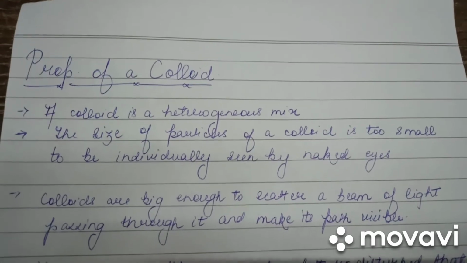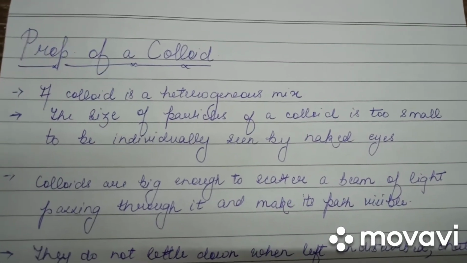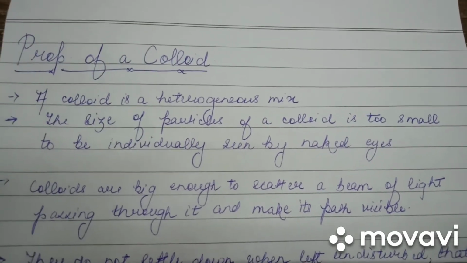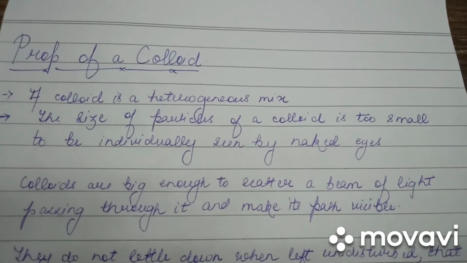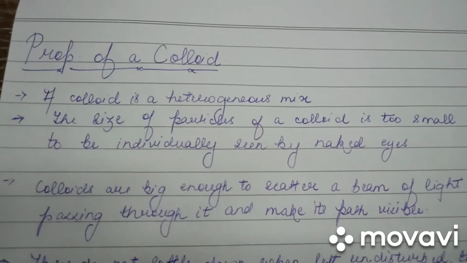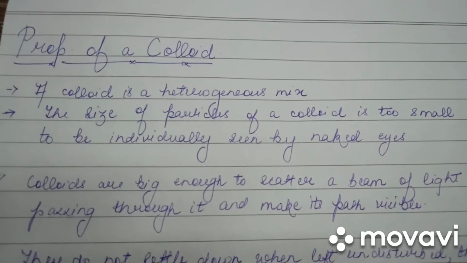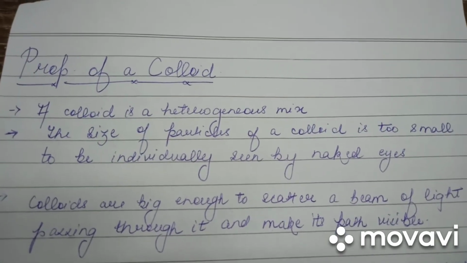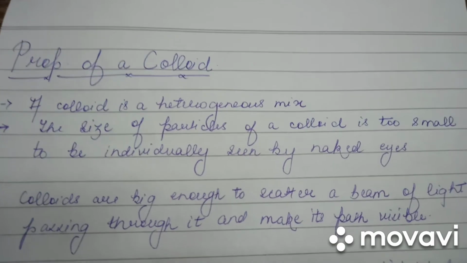Let us now discuss some properties of a colloid. A colloid is a heterogeneous mixture. The size of the particles of a colloid is too small to be individually seen by the naked eye. The size of the particles in a colloid is not as big as in suspensions. Therefore, particles cannot be seen through the naked eye.